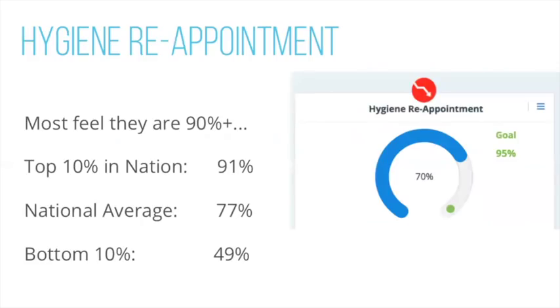The other thing is hygiene reappoint. So here's the deal. If we don't reappoint these patients for their next hygiene visit, they're essentially inactive the minute they walk out your door. Most practices feel like they're at 90%. They found the top 10% in the nation were at 91% of the patients that are in my hygiene chair today reappointing today for another hygiene visit. The bottom 10% was 49%, and the national average was 77%.